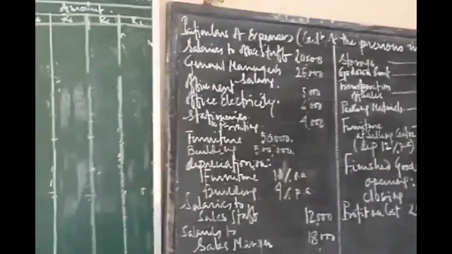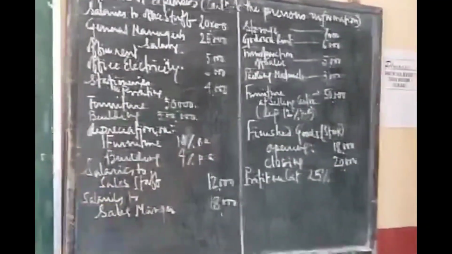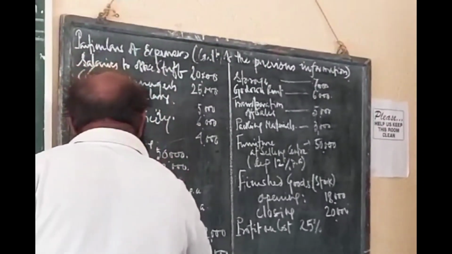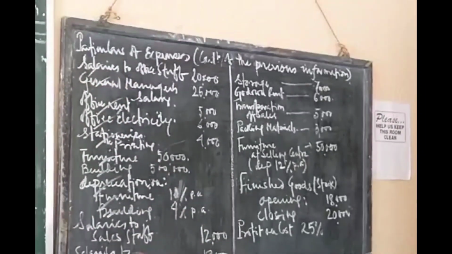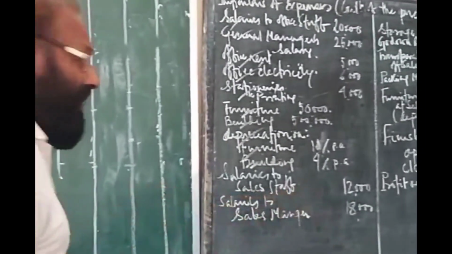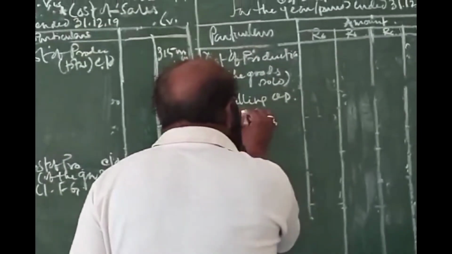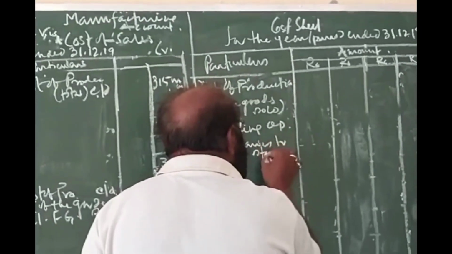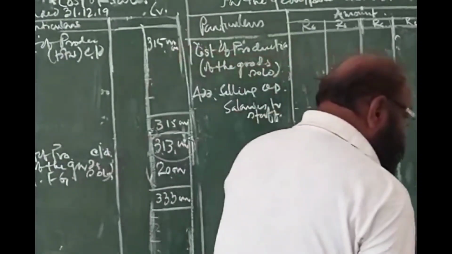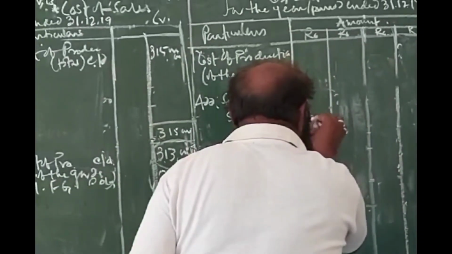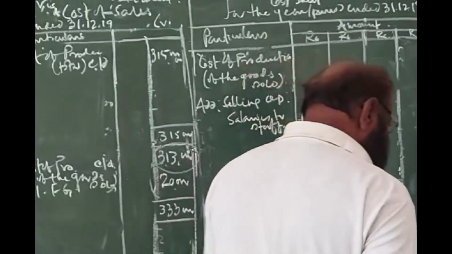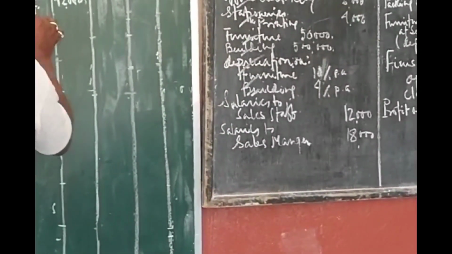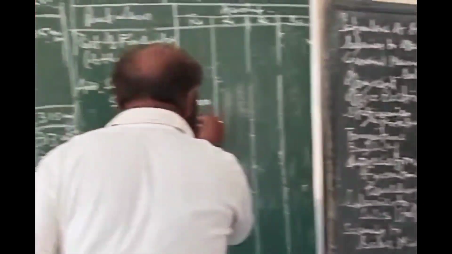What are selling overheads? You see that all these have been considered. Now salaries to sales staff, okay? These are selling expenses. Salaries to staff, how much? It is 12,000. Salaries to sales manager, 18,000.